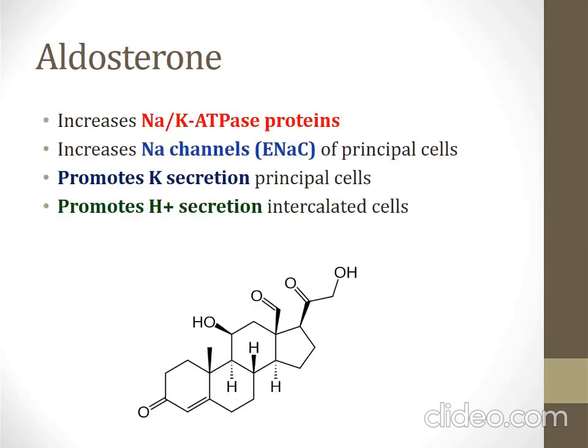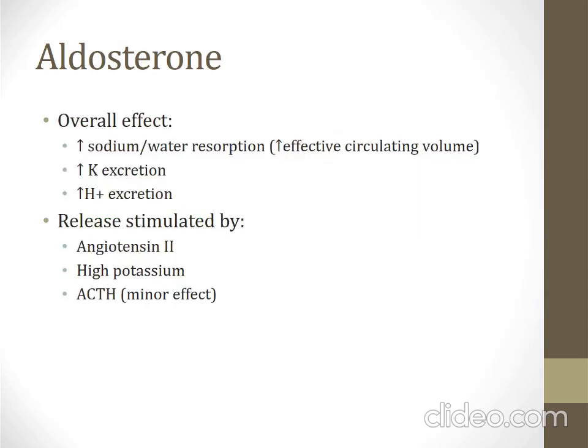It increases the sodium potassium ATPase proteins and their activity. It increases the number of ENaC sodium channels. ENaC stands for epithelial sodium channels. These are the sodium channels found on principal cells. Aldosterone also promotes potassium secretion from principal cells and hydrogen ion secretion from intercalated cells. The overall effects are summarized here. More sodium and water resorption, an increase in the effective circulating volume. This is a positive effect in the setting of low blood pressure or low circulating volume. More potassium excretion and more acid excretion.